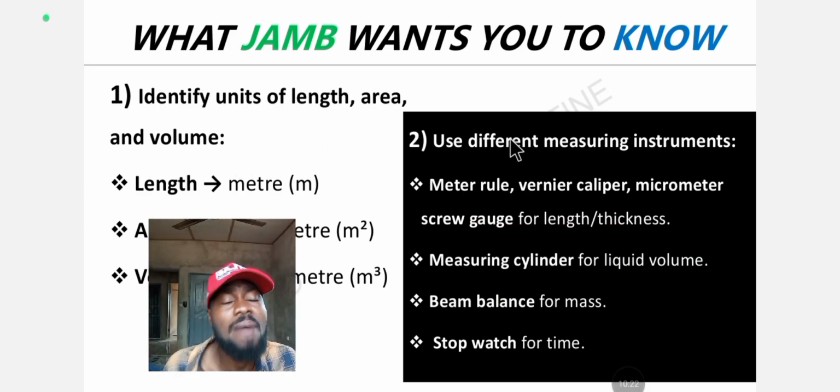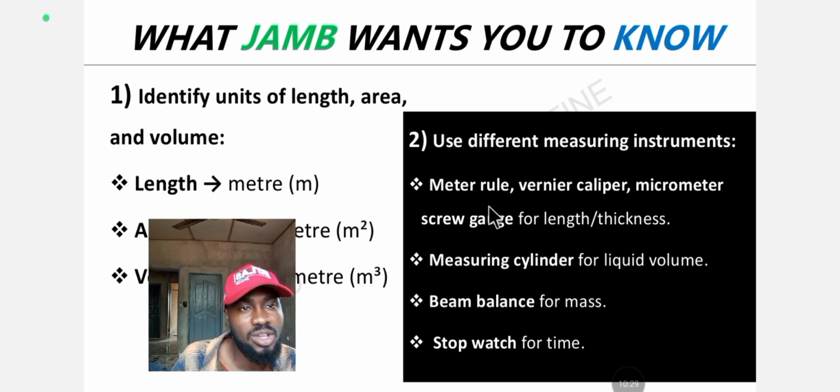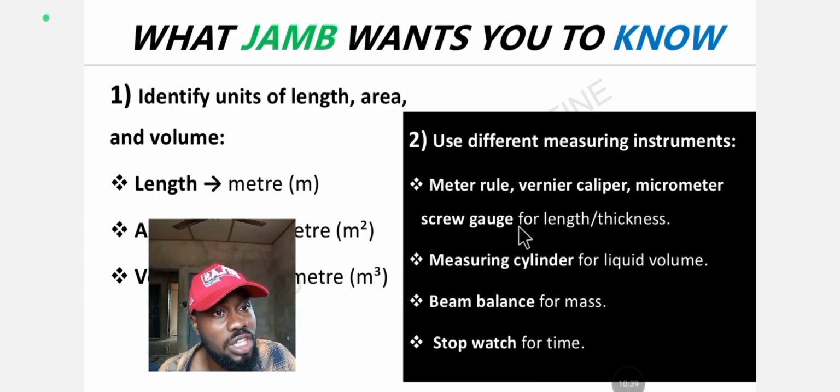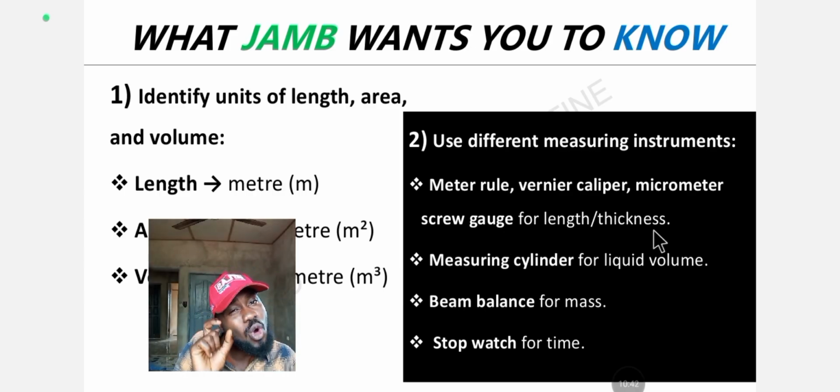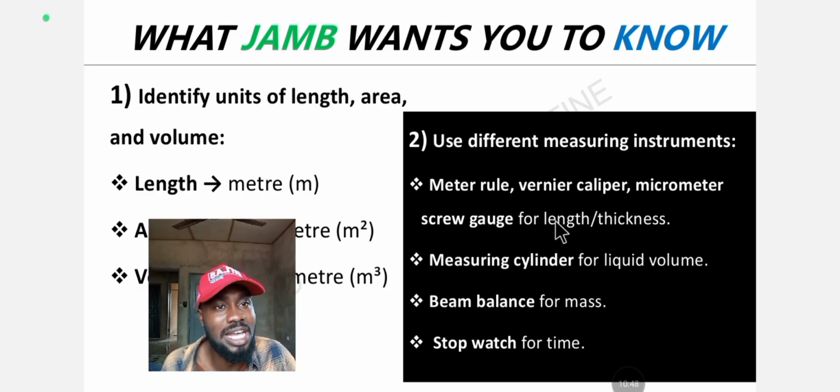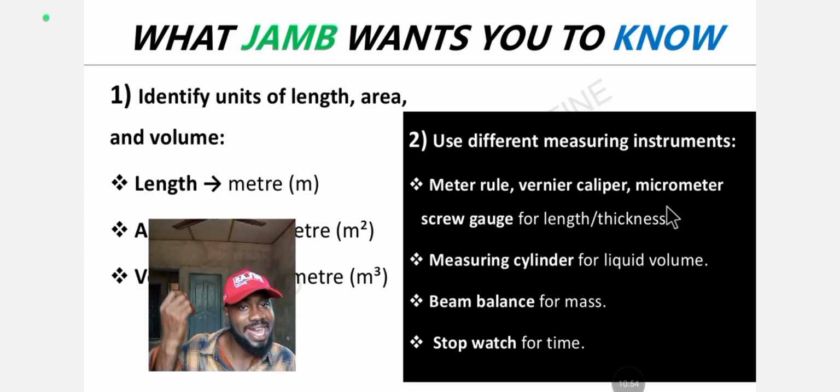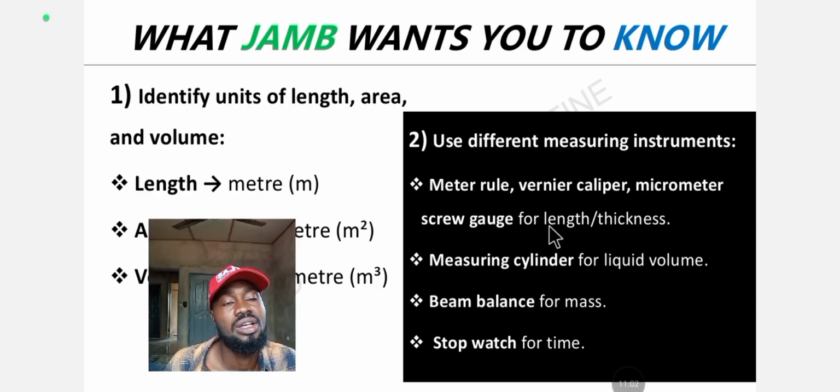Number two, JAMB wants you to also know the different measuring instruments, and we just listed them before. We have the meter rule, vernier caliper, micrometer screw gauge. We stated their uses and what they measure. The micrometer screw gauge is for very small length or thickness, micro thickness. What the meter rule and the vernier caliper cannot pick, you use the micrometer screw gauge for. For example, hair, rope, tiny string.